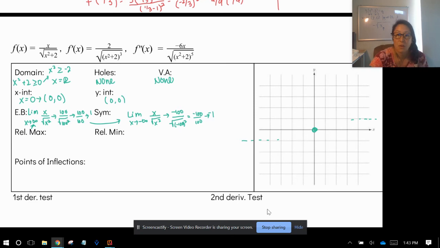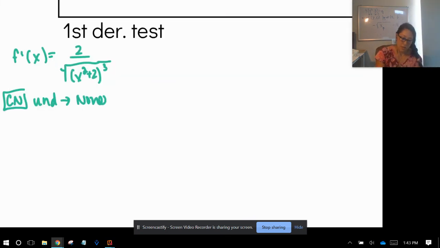So now we need to figure out what our relative min and our relative max is with our first derivative. Go ahead and do that, and then go. All right, so our derivative is 2 over the square root of the quantity x squared plus 2, cubed. I know that there are no values that are undefined in the denominator. And I'll take the numerator, 2, and set it equal to 0. 2 does not equal 0, so I don't have a 0 either. So I have no critical numbers.